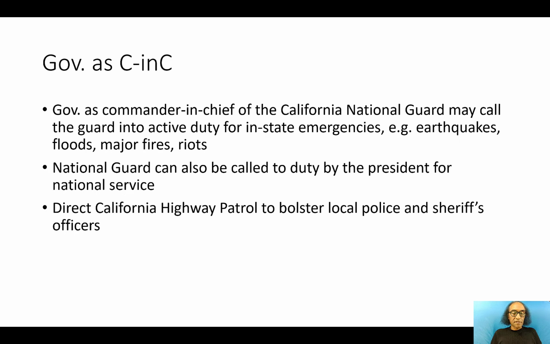As part of these Commander-in-Chief powers also, it's not only the California National Guard that the governor may call into service when necessary, but also the California Highway Patrol, oftentimes to bolster local police and sheriff's officers. So when there is a state of emergency or a situation in which local police or county sheriff cannot handle, the governor can direct CHP to provide assistance, usually for a limited period of time.